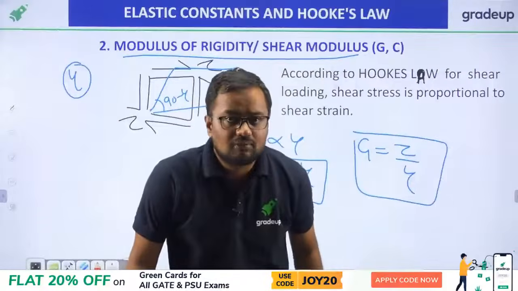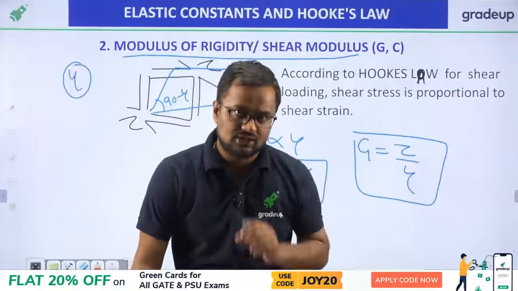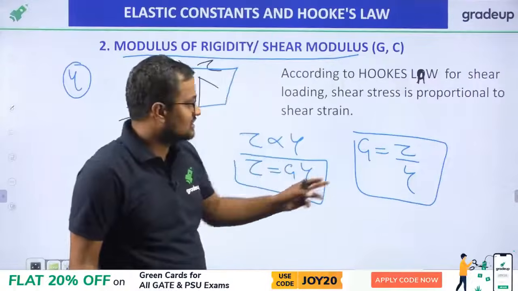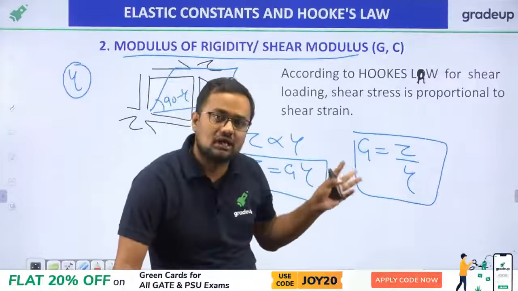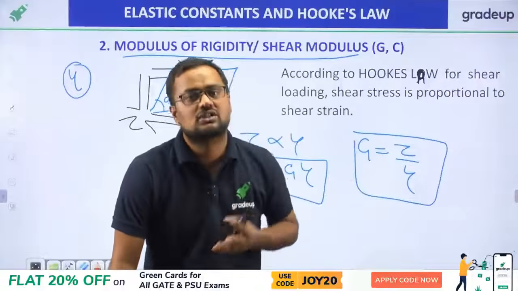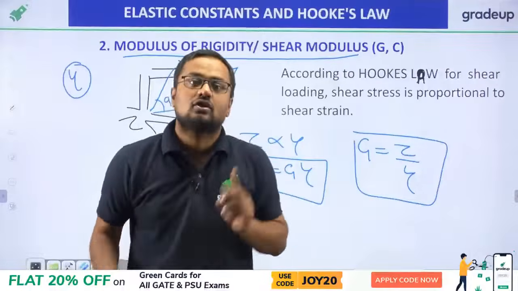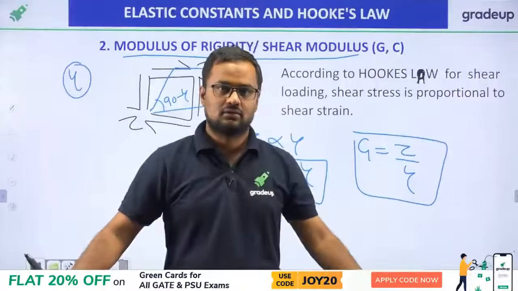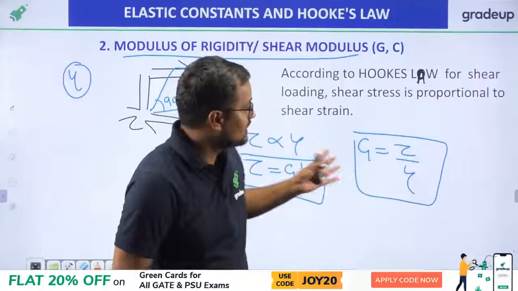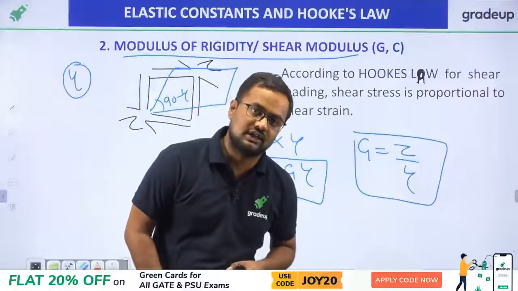Normal stress by normal strain is Young's modulus, one elastic constant. And the second elastic constant, shear stress by shear strain, is the shear modulus, sometimes called the modulus of rigidity. I am repeating again: normal stress by normal strain, Young's modulus. Shear stress by shear strain, that is shear modulus or modulus of rigidity.